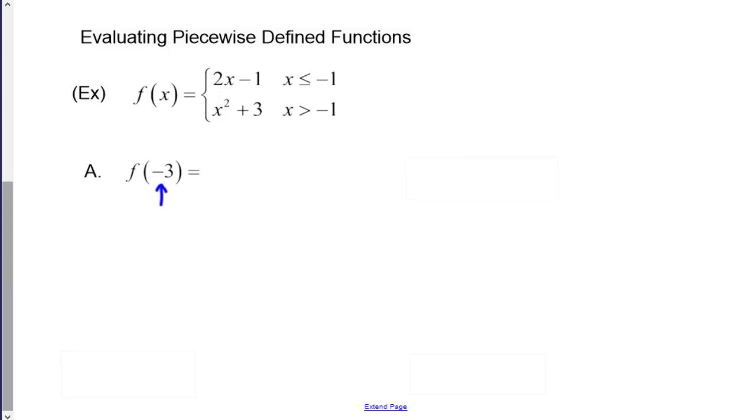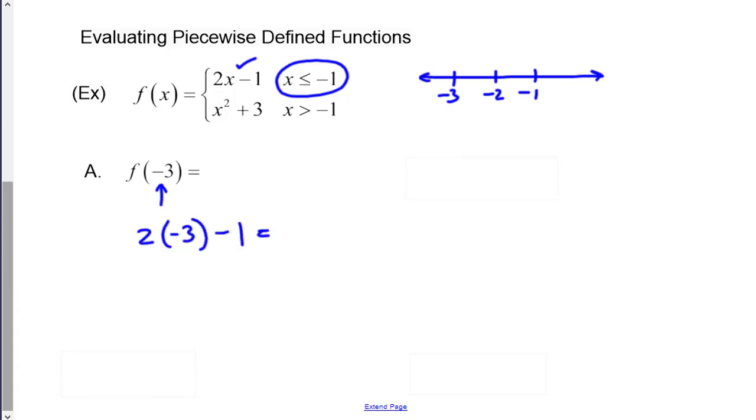So x in this case is -3. You come over here to these bounds and you see which of these intervals -3 is on. So the first interval where x is less than or equal to -1. So if you think of a number line, here's -1, -2, -3. So -3 is less than or equal to -1. So that means I'm going to use this top function here. So I would be evaluating 2 times -3 minus 1, which would be -6 minus 1, or -7. I just get one answer in this problem.